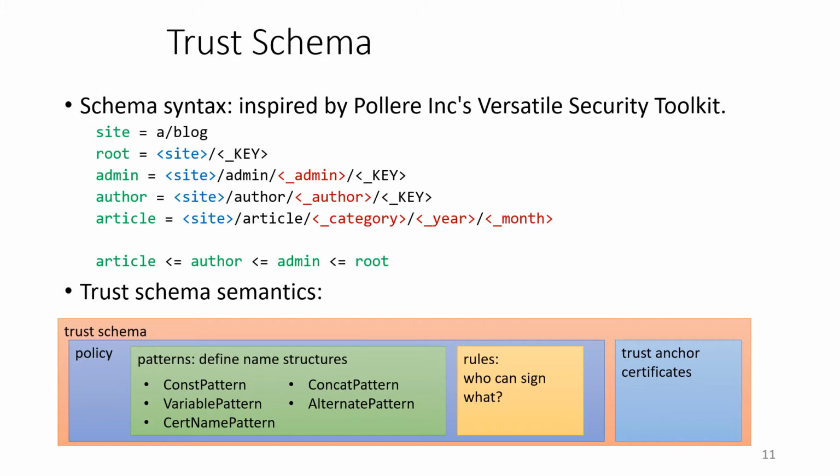This particular schema is coming from the schematized trust paper. It defines how to sign the packets in a web blog system. So there is a root key which signs the admin certificate, which signs the author key, which then signs the article packets. But following the prior work, the trust schema has 2 parts: the policy and a set of trust anchor certificates. Within the policies, there are some patterns to define the name structure, such as how to name the article data packet. There are also rules that say who can sign what. This line is the rules.